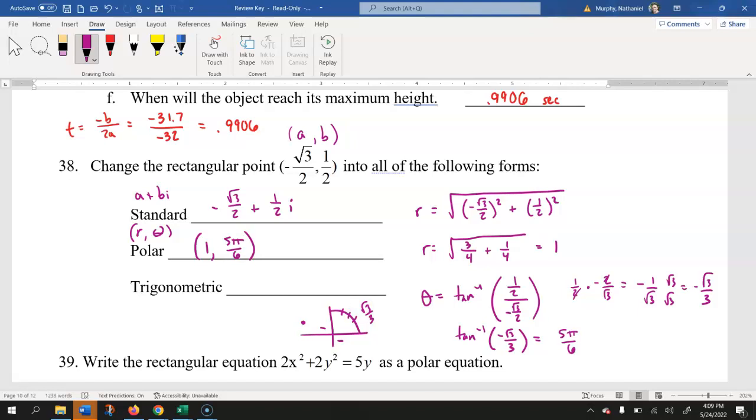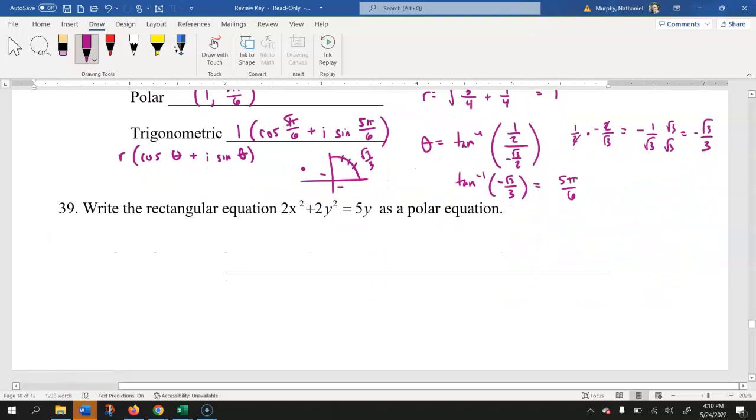So now to get the trigonometric form, remember that's in this form, r times cosine of theta plus i sine of theta. So it would be 1 times cosine of 5 pi over 6 plus i sine of 5 pi over 6. So we would leave it in that form. If you simplify it, it would put it back into standard form.